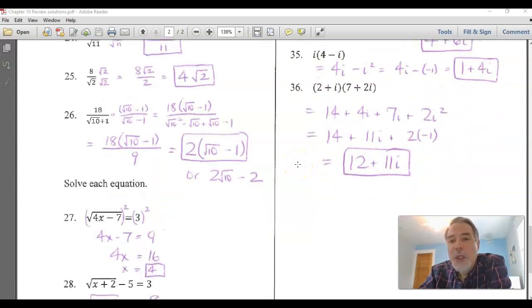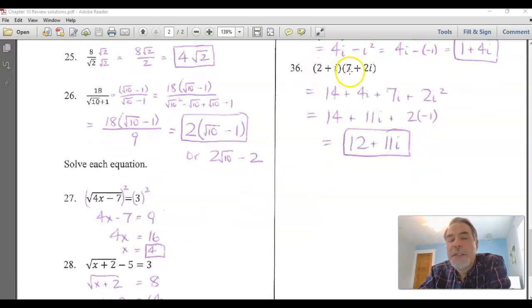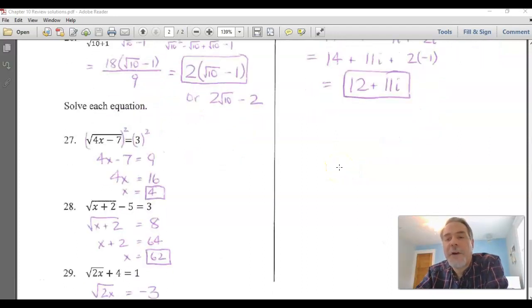And number 36, using the FOIL method here, 2 times 7 is 14, 2 times 2i is 4i, i times 7 is 7i, and last, i times 2i is 2i squared. But whenever you see i squared, just go ahead and turn it into negative 1. Combine the i terms, the 4i and the 7i together make 11i. So we're looking at 14 plus 11i plus 2 times negative 1, which would be negative 2. And the 14 and the negative 2 together make 12. So we have 12 plus 11i for our final answer.